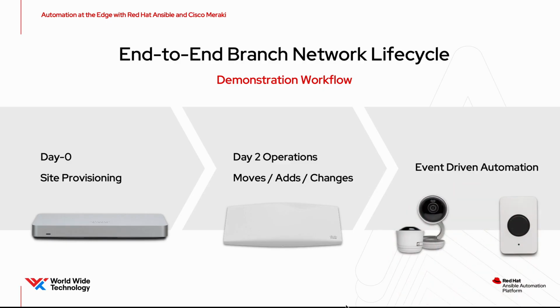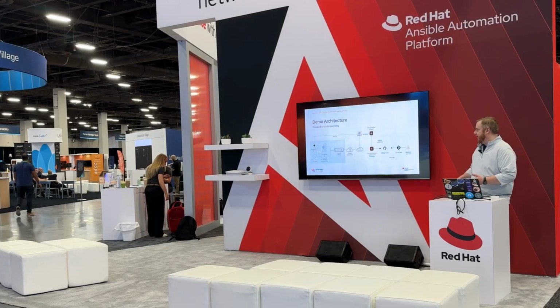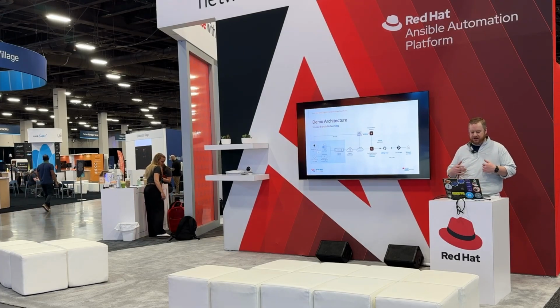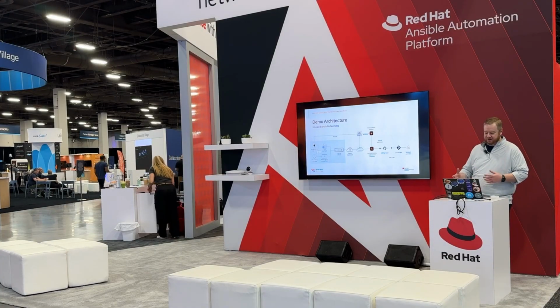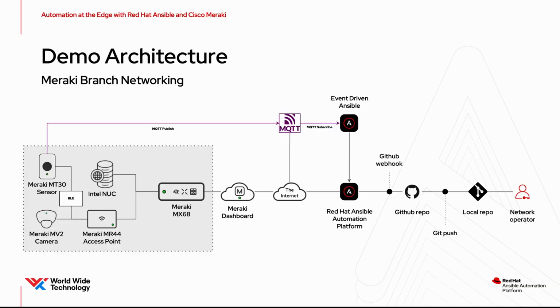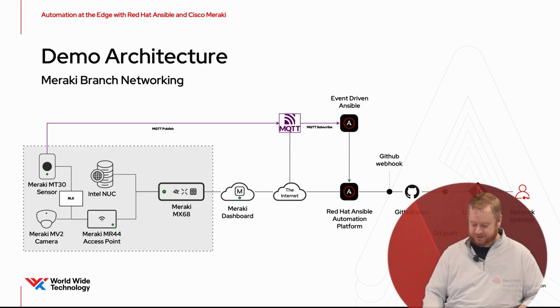So first up, from a demo architecture standpoint, everything is going to be driven from a GitOps type of workflow, with the Red Hat Ansible Automation Platform in front of the Meraki dashboard. In our environment, the network that we're going to configure has a Meraki MX68 firewall, an MR44 access point, a security camera, and an MT30 IoT button, which we'll use to drive some of the event-driven use cases.